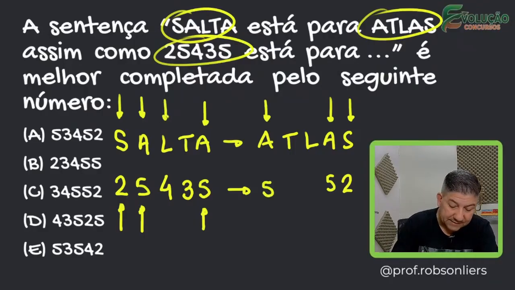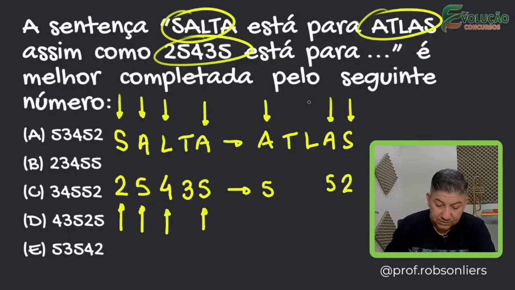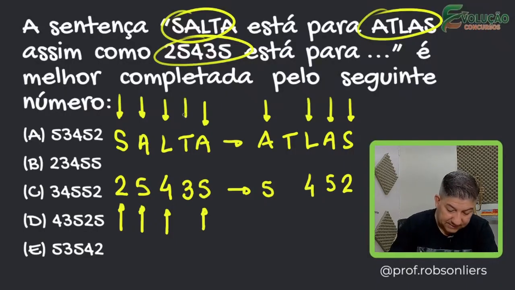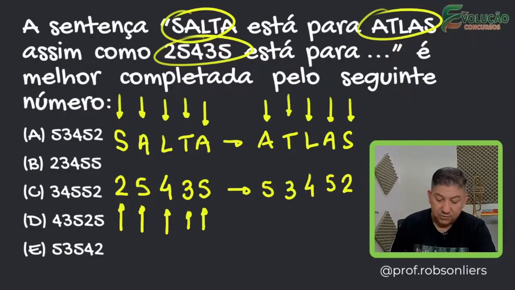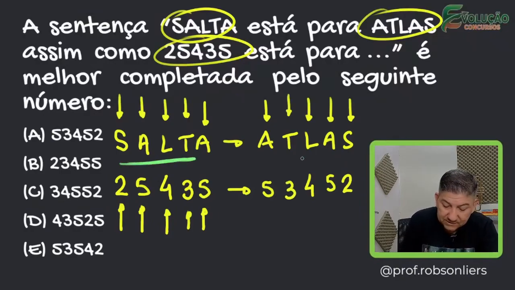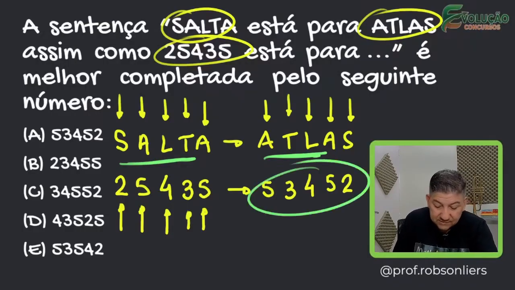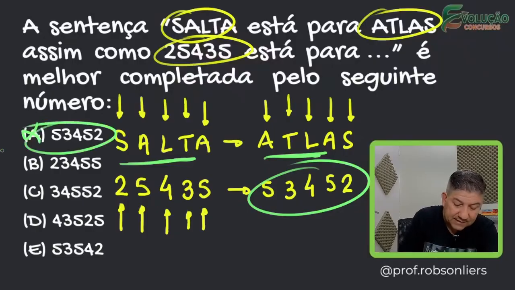The next letter here is the letter L. The letter L represents the number 4. So wherever there's an L here, I'm going to put the number 4. Now, the last letter, the letter T, is being represented by the number 3. So, wherever there's the letter T, I put the number 3. In other words, "Salta" is to "Atlas" just as 25,435 is to 53,452. And the only correct option here then is letter A. Whoever chose letter A here, that's the answer.